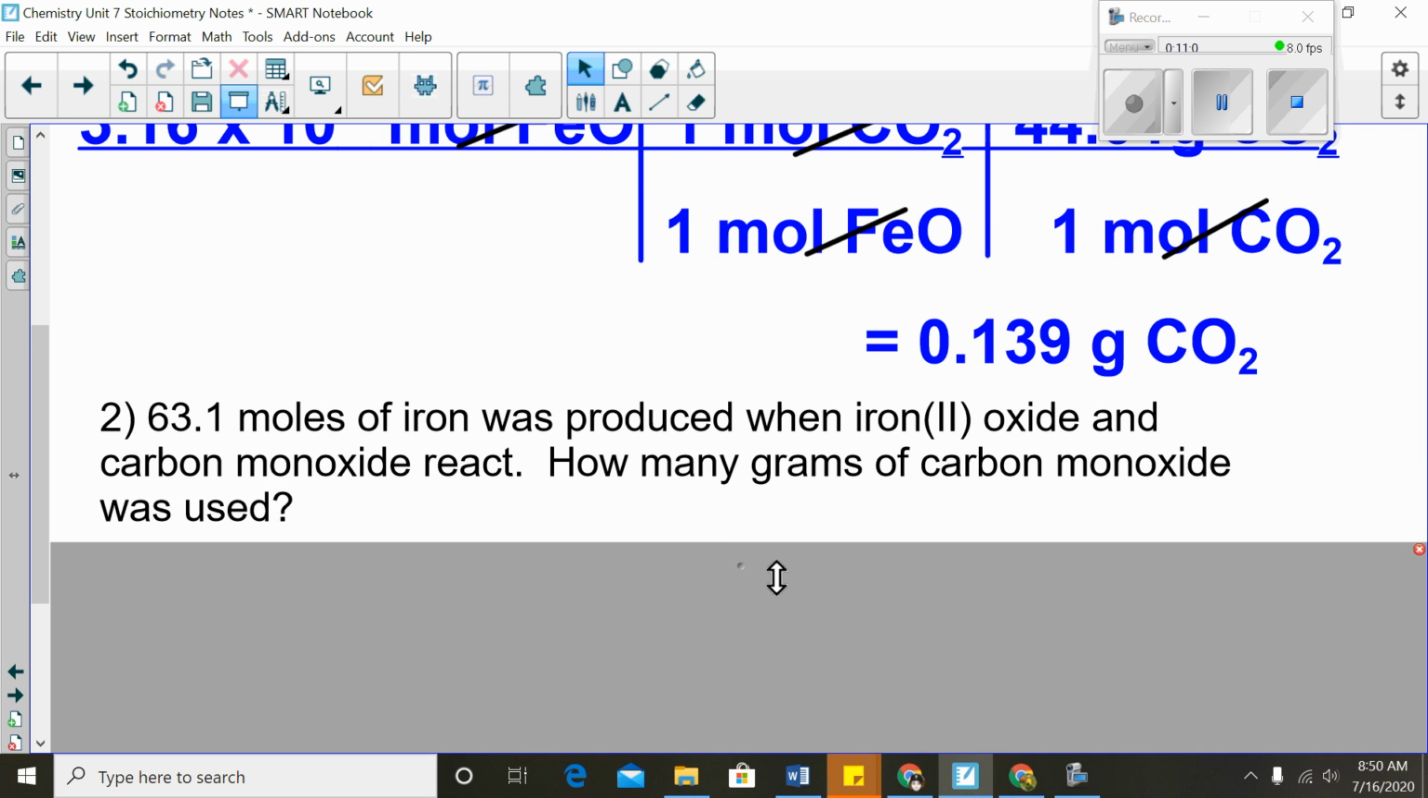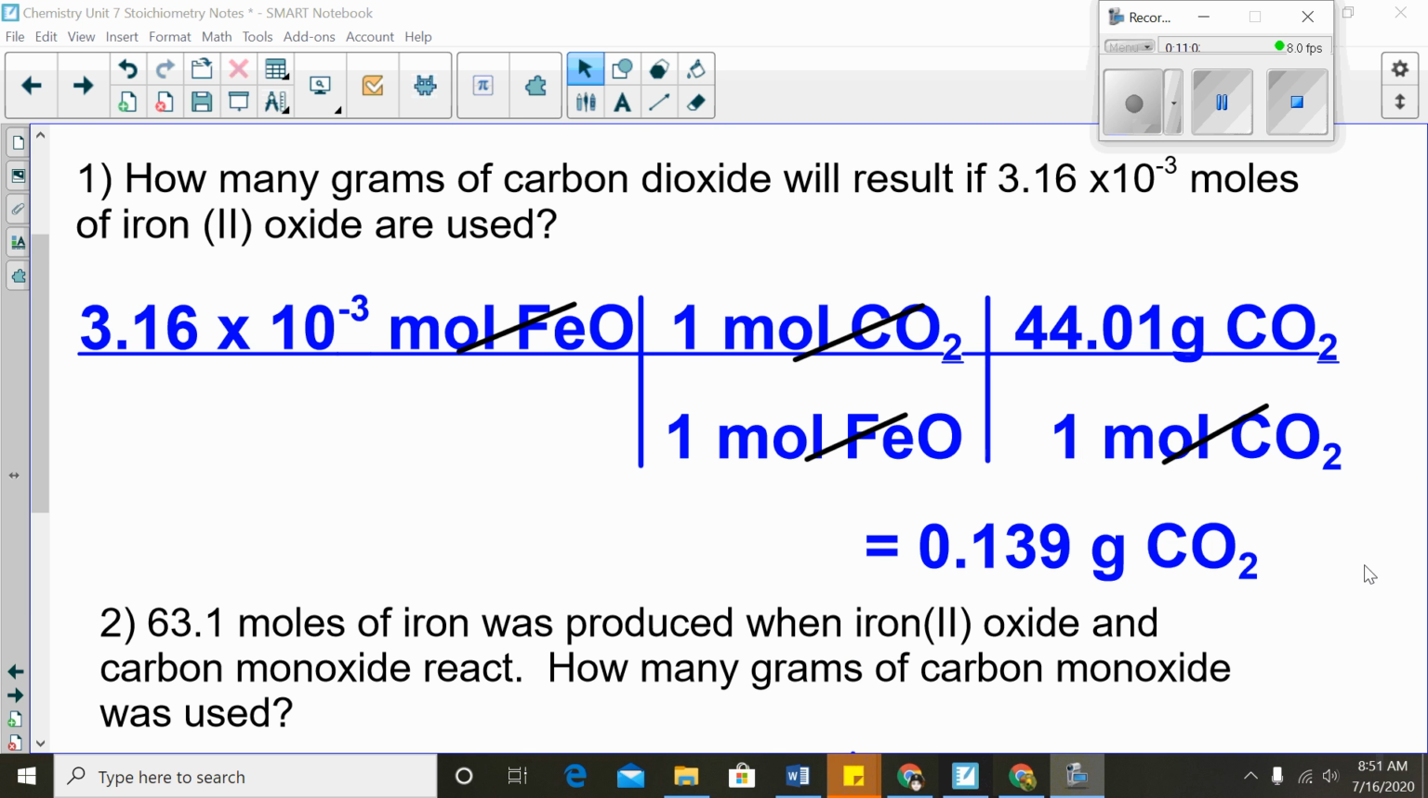All right, let's try one more. All right, 63.1 moles of iron was produced when iron 2 oxide and carbon monoxide react. How many grams of carbon monoxide was used?